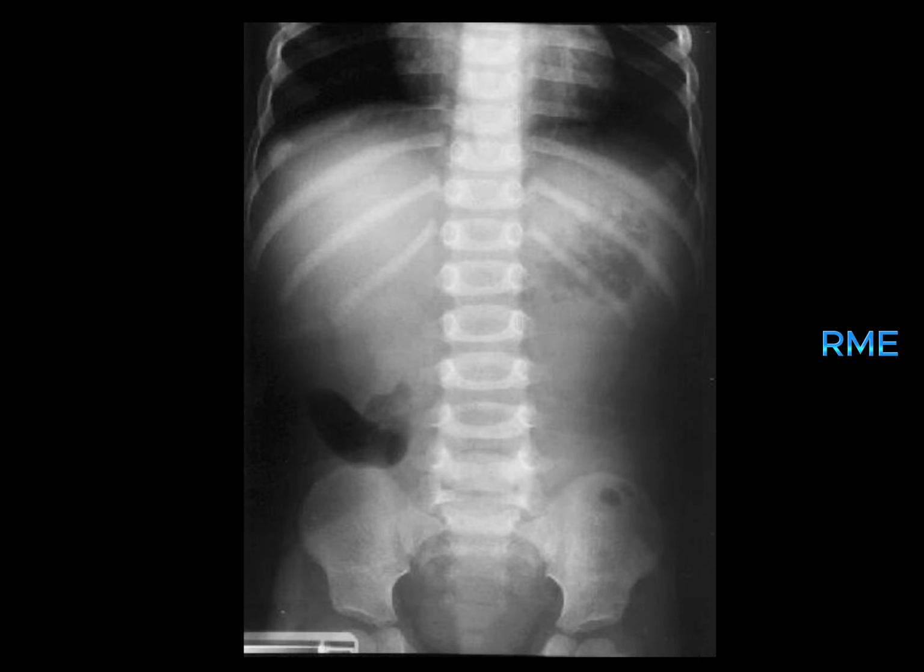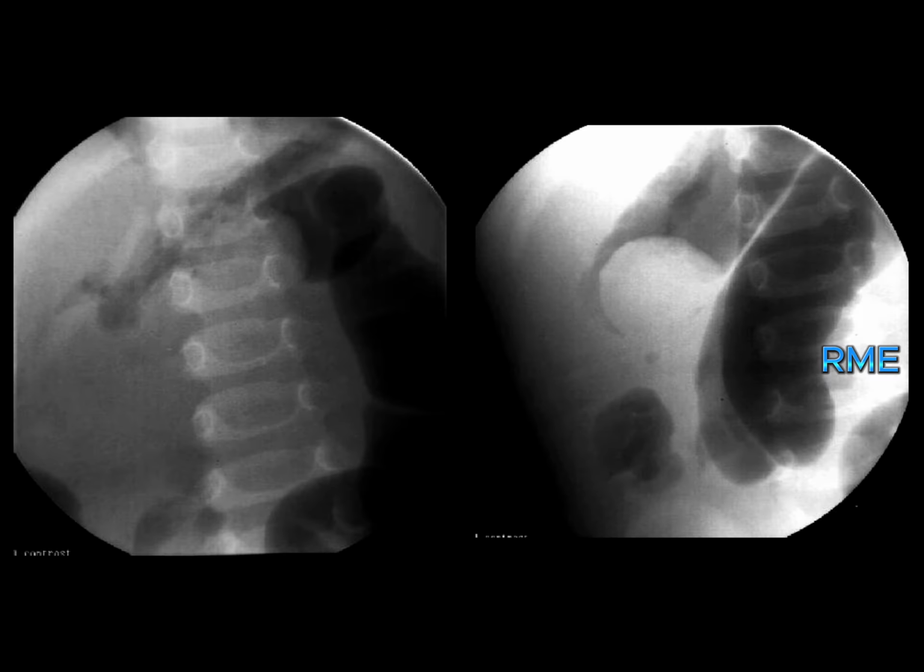What do you see in this image? This image shows a paucity of gas and a focal dilated loop in the RLQ. These findings are indicative of intussusception. The telescoping of one part of the bowel into another is evident.